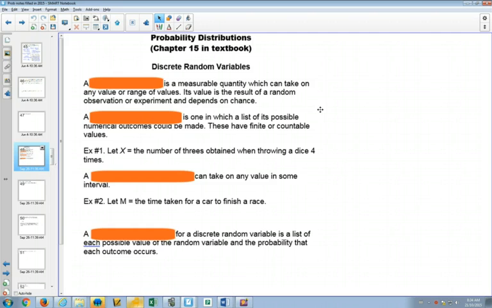Here we go. We're looking at random variables and discrete random variables and then probability distributions today. Pass that back to Albert.